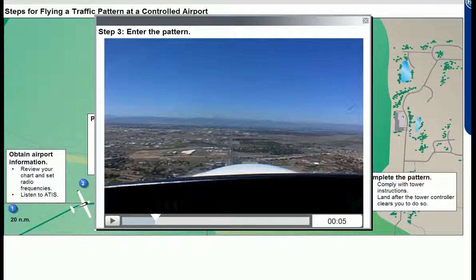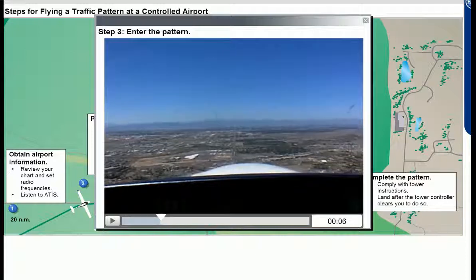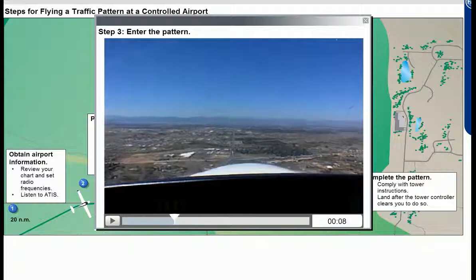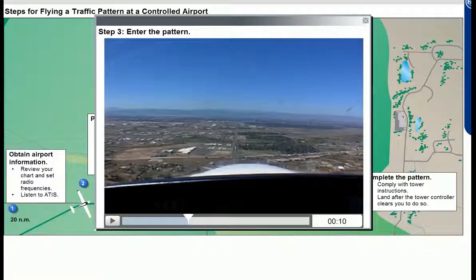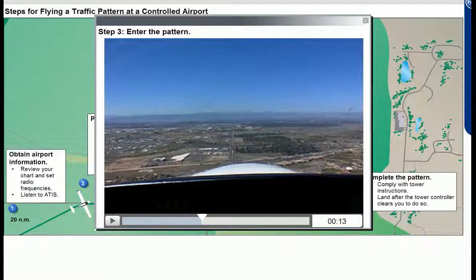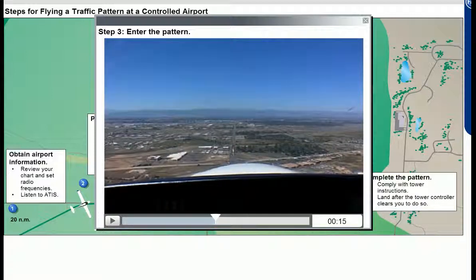We're going to enter the traffic pattern. We're coming up on the intersection of Parker Road and Arapahoe Road, which is where the tower told us to report entering a left base. I'm going to go ahead and make this radio call so you can have an example of how you want to talk to the tower.